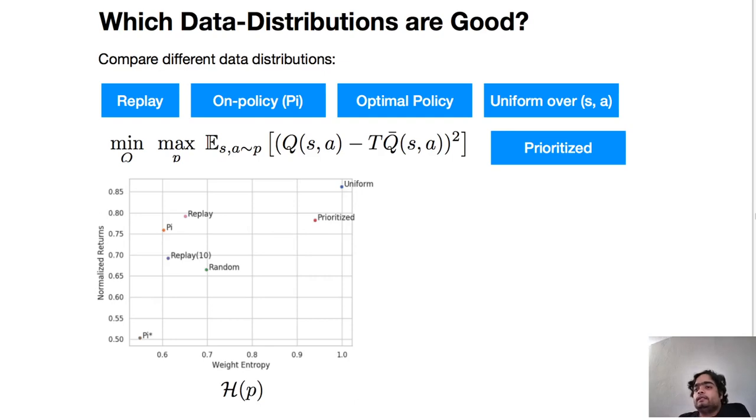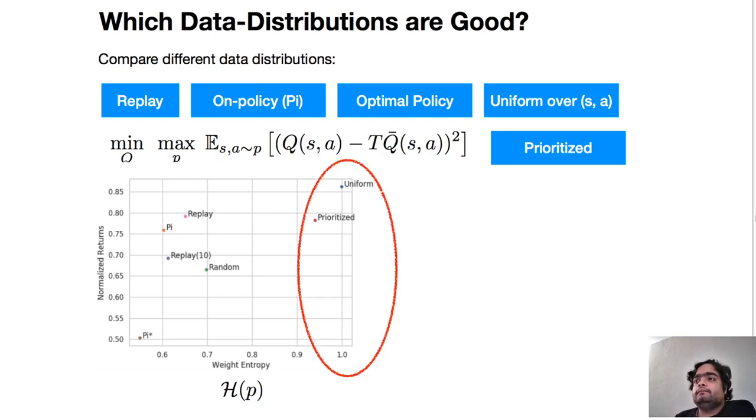Now, what we plotted is a scatter plot that shows the entropy of the distribution P that you're using, marked as the weight entropy, on the x-axis, and the normalized returns of the resulting policy on the y-axis. It's averaged over multiple runs.